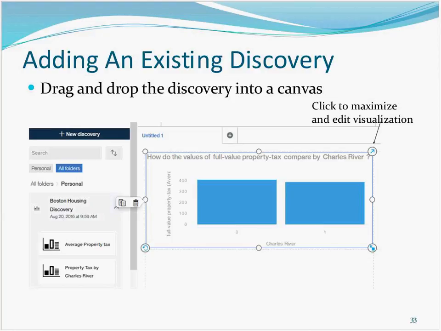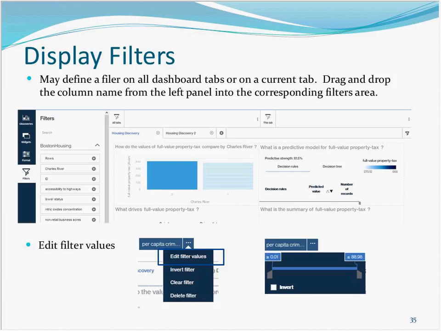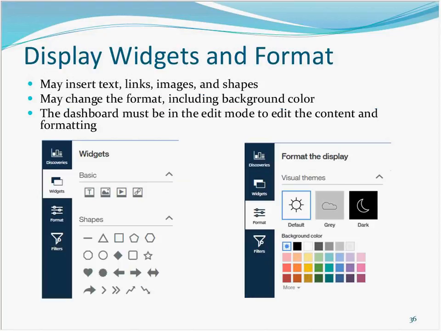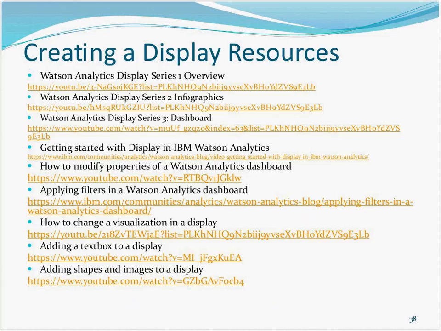And here, it's just showing you that you can drag and drop to the canvas. And this is a toolbar. It's just showing you what different buttons do. Now, just showing you different filters and how to edit the values. And here, it's just showing you the different formatting that you can choose. You can change colors, you can change shapes, right? So here you have the layout options, and the sorting options.